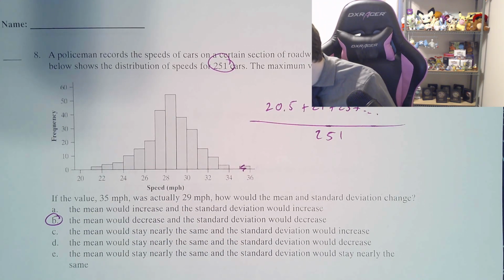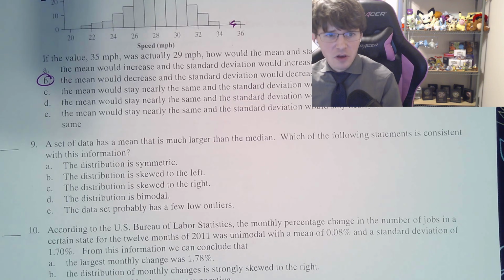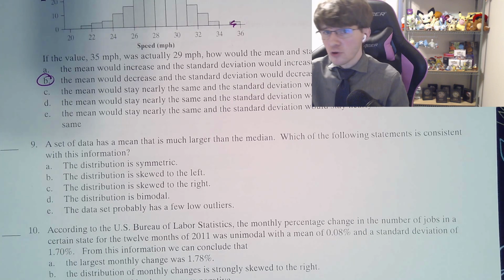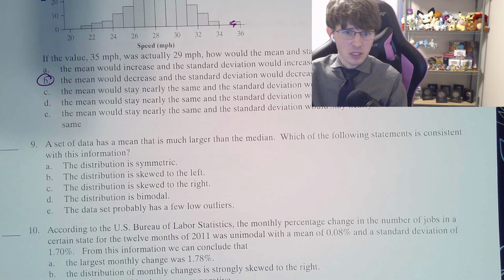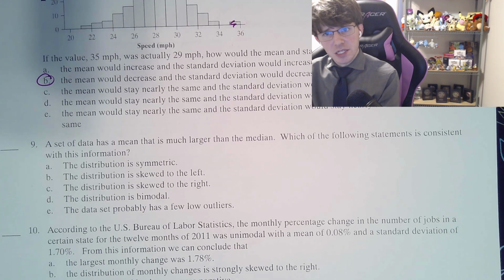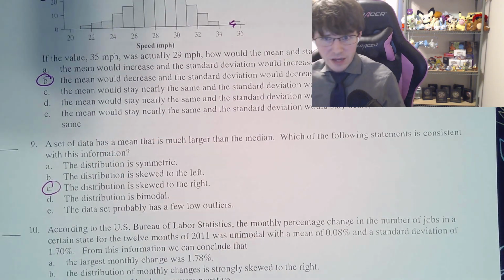Let's move on to number 9. A set of data has a mean that is much larger than the median. We gave an example of this in class. We said that United States incomes are an example of a mean that is much larger than the median, because there are a couple of people who make millions and millions of dollars, whereas most people are making under $100,000. Because of that, that is going to be a skewed right distribution. The data is clumped up on the left, and we would say it is definitely skewed to the right.